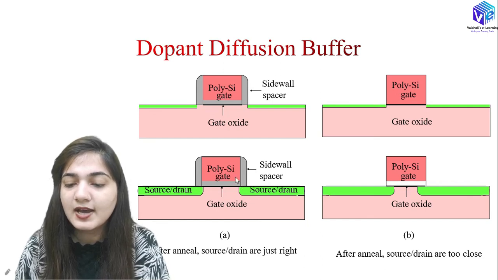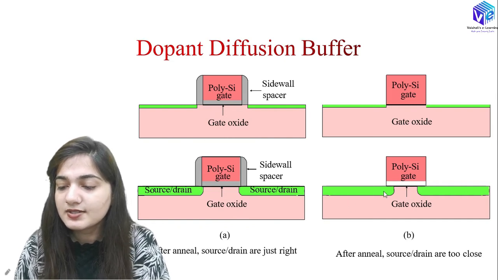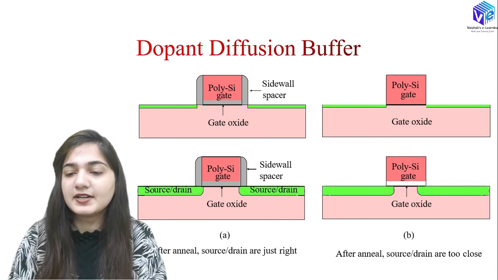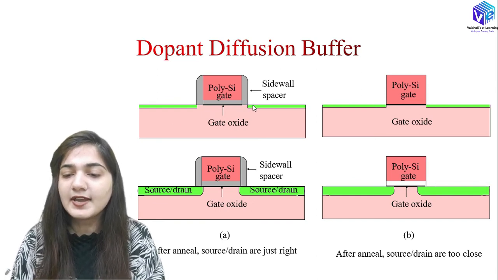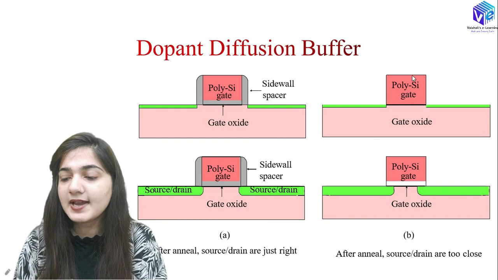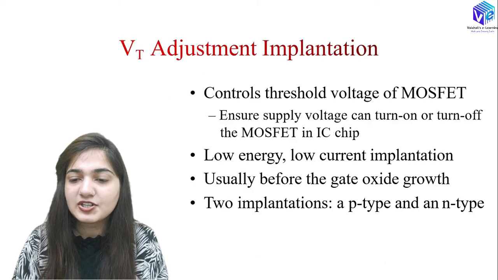Okay, so this is how I can see the alignment would be matched with the source and drain and the gate, right? So you can see after annealing, if I have placed the source and drain before the sidewall spacer, and if I do the annealing, source and drain would be too close, right? So it is not perfectly aligned. This is the reason I am using the sidewall spacer before the ion implantation. Whenever I have the sidewall spacer before the ion implantation, after thermal annealing, the alignment would be perfect. But if I am not using the sidewall spacer, the source and drain may come too close and it is going to affect the functionality of the given chip.